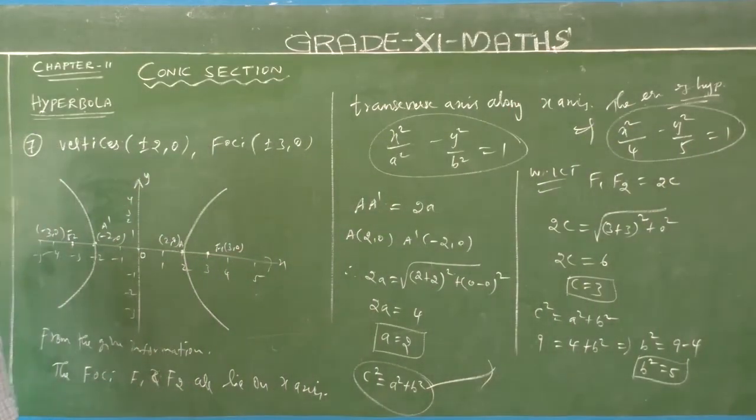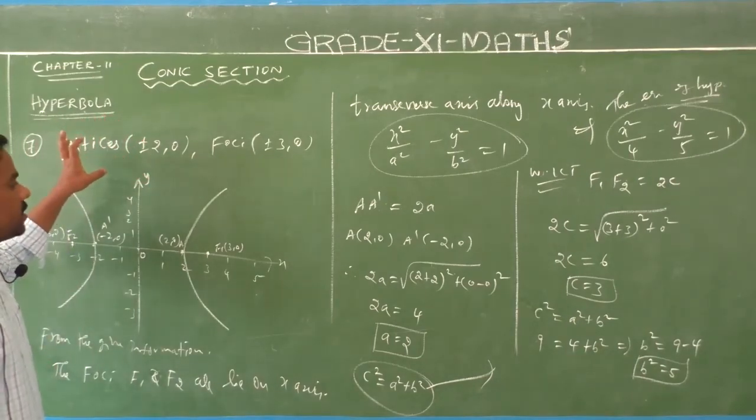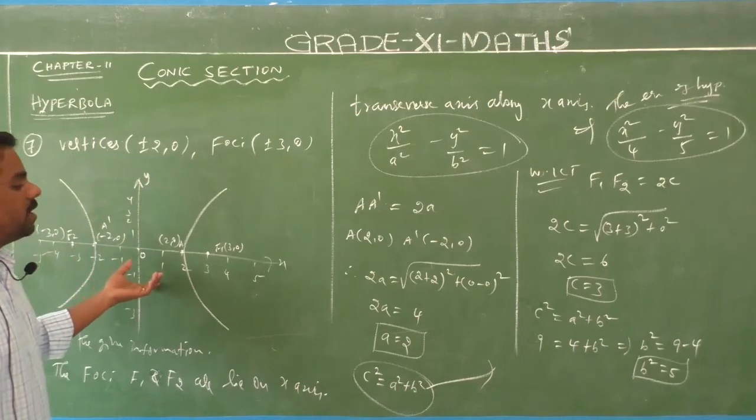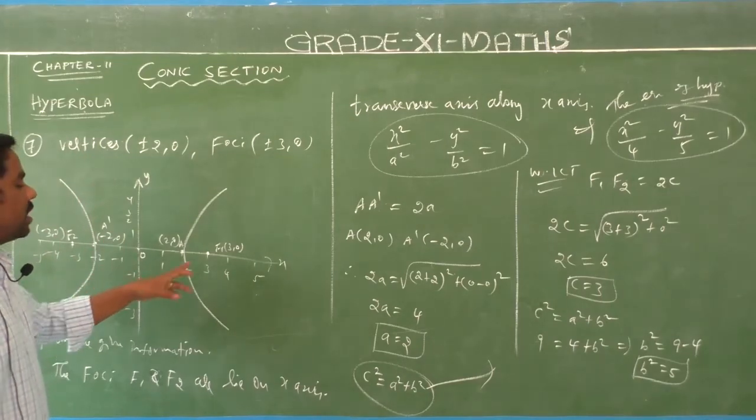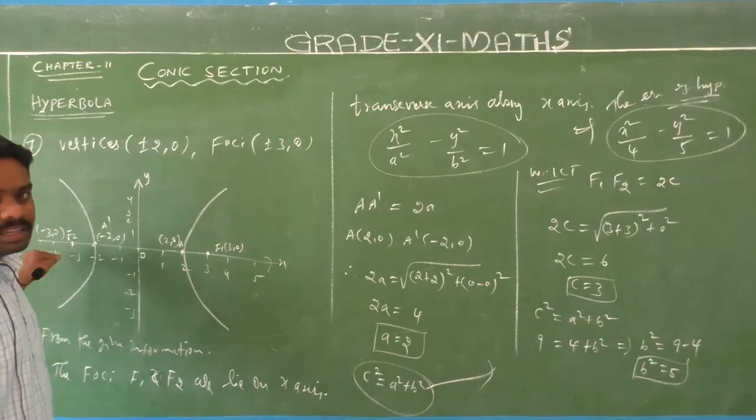Okay, that's the first one. Given the information about vertices and foci, plot the points on the xy plane. Here the foci F1 and F2 and the vertices A and A dash lie on the x-axis.